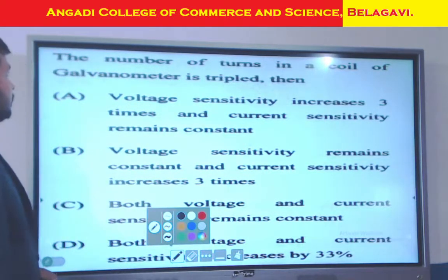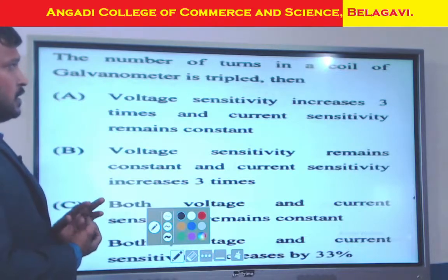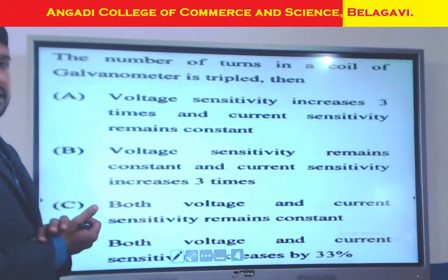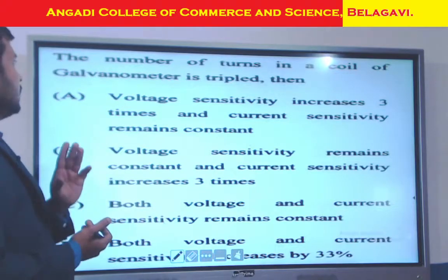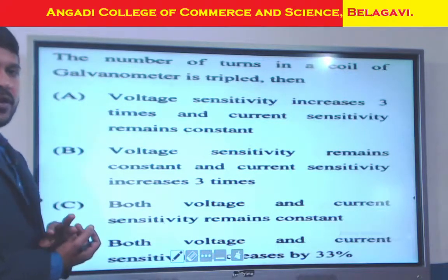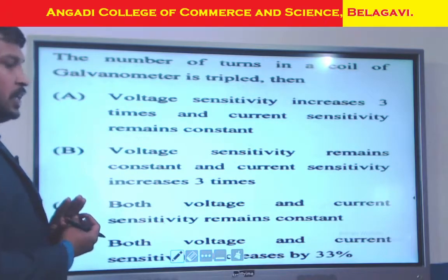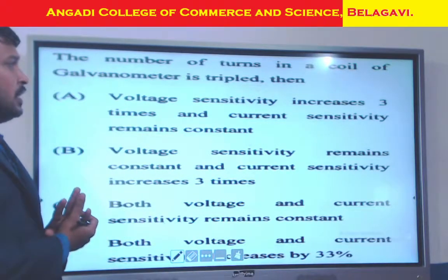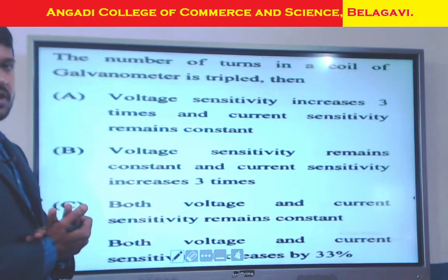Okay. Next one. The number of turns in the coil of a galvanometer is tripled. What are they doing? Then what changes? What are the quantities that are changing?